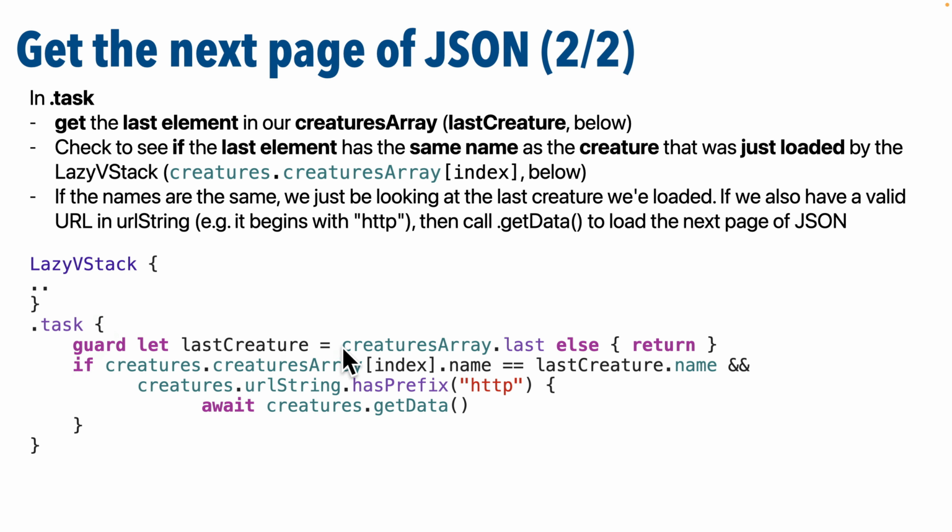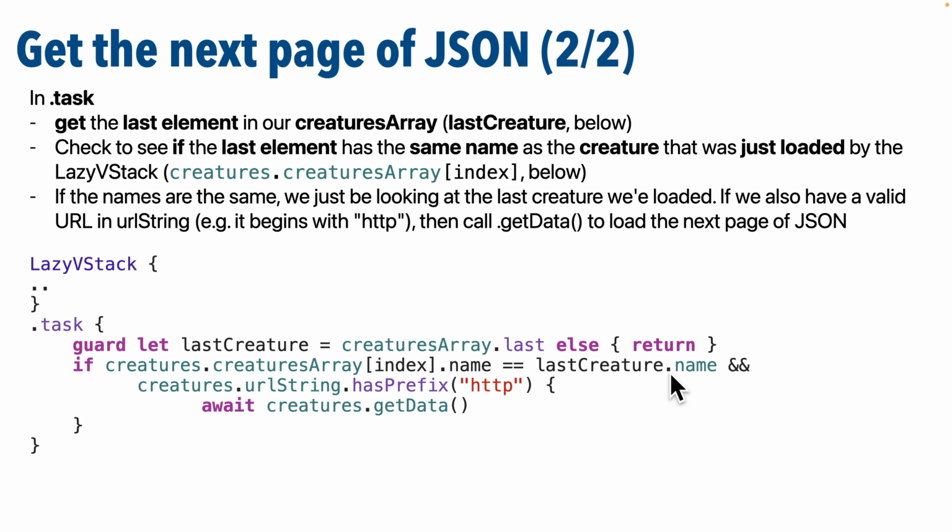That's this value lastCreature that we're creating with this guard statement. Now, once we have the last creature in the array, we're going to compare it to the current array element that we're looking at, which is this value here, creatures.creaturesArray at index. And we actually compare the .name properties of these two values since each Pokemon has a unique name. So if they're equal, then we know we're looking at the same thing. So if that's true, that means that the Pokemon that loaded at the index value of index is also the last creature in the creatures array.